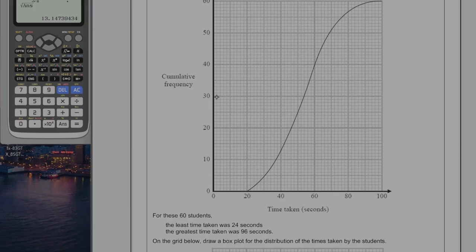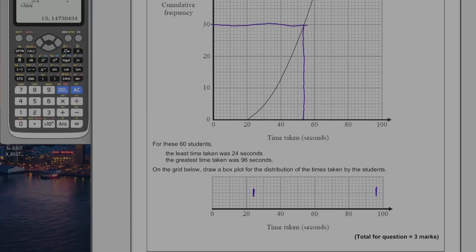So if we've got 60, for a cumulative frequency, we take the median as 30, and then we read that value off, which is looking like 54. So 54, which would be in there. That's our median. Our lower quartile would be at 15, which is looking like 42.